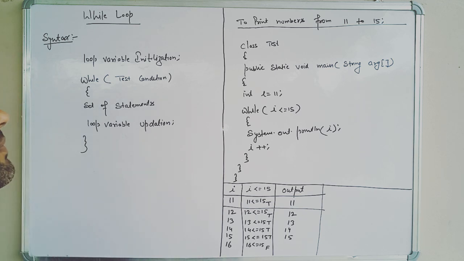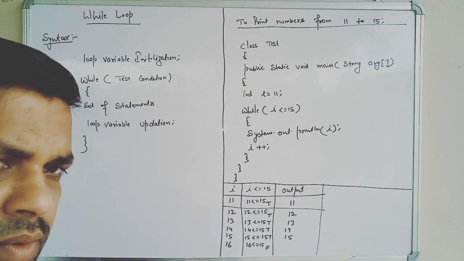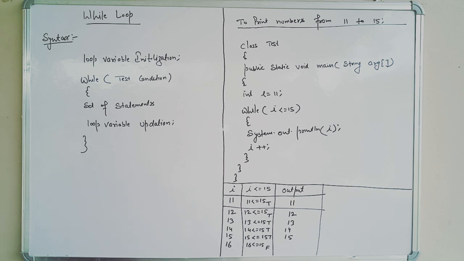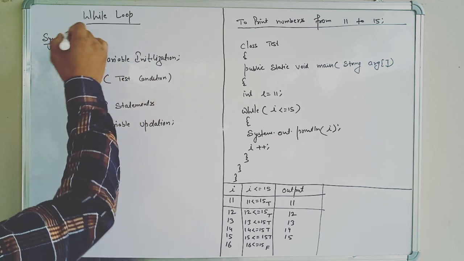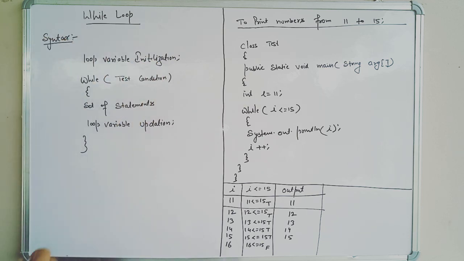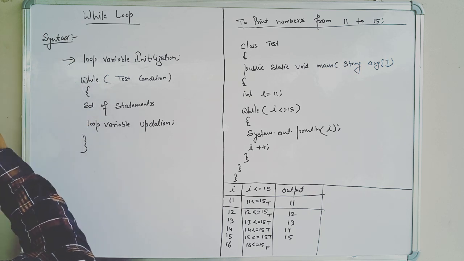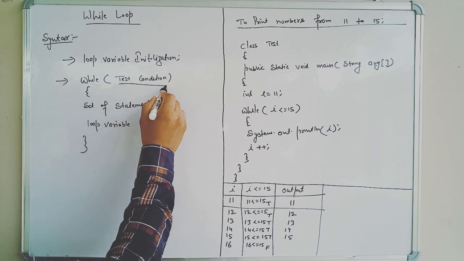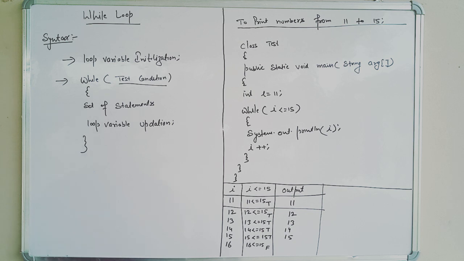In this video, we will cover while loop and some programs based on while loop. While loop we mostly use when the number of iterations is not fixed. If you see the syntax, this is the syntax of while loop. The first line is loop variable initialization, the second line is while, and in between these brackets we will write the test condition.